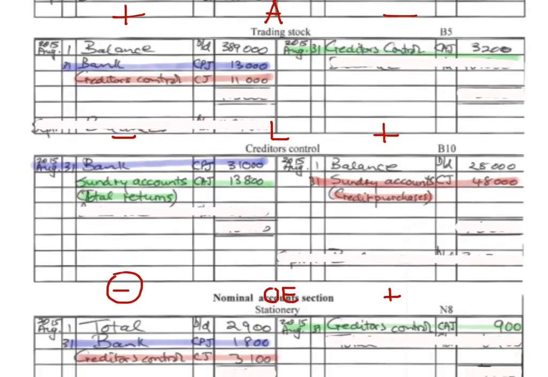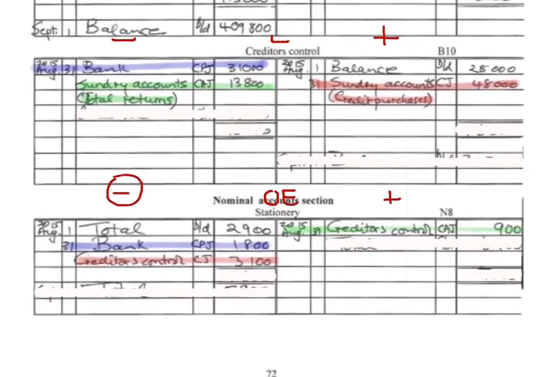Then in trading stock, I see my balancing figure is 413,000, so therefore I know that my balance carried down is 409,800. Therefore September 1st balance brought down is 409,800. Then in Creditors Control, I have a 76,000 Rand balancing figure, so therefore balance carried down is going to be 31,200. So on the credit side of the account, September 1st balance brought down is 31,200.